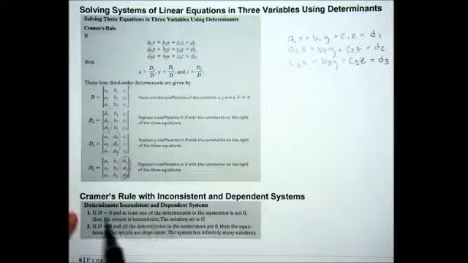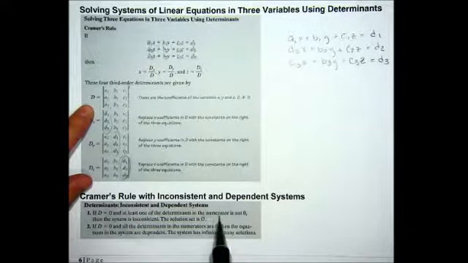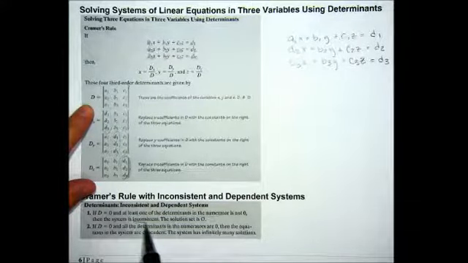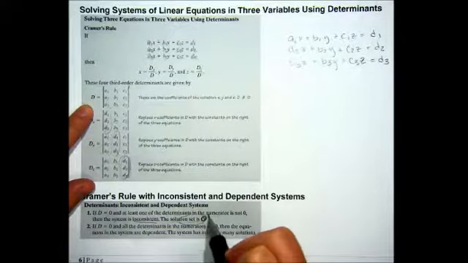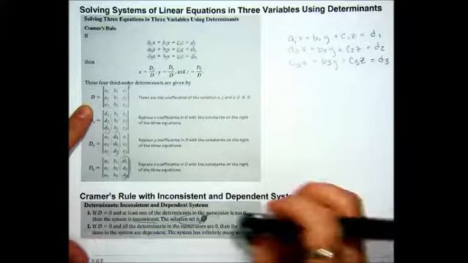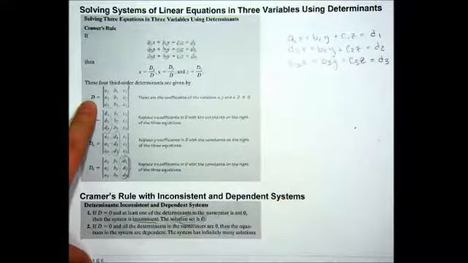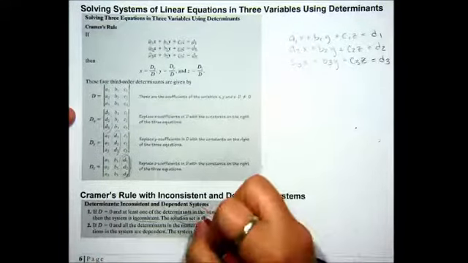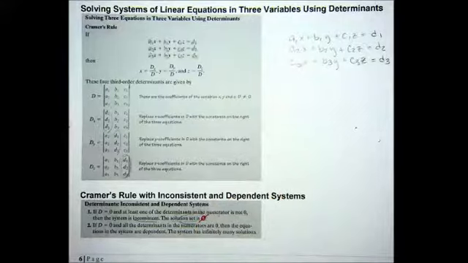With Cramer's rule, if your capital D determinant is 0, and at least one of the determinants in the numerator is not 0, the system is inconsistent. The solution set is the null set. Please make no mistake, this is the null set, not 0. Let me get a pen. The null set looks like a 0, but it has a slash through it. That's the null set, empty set, inconsistent, no solutions.